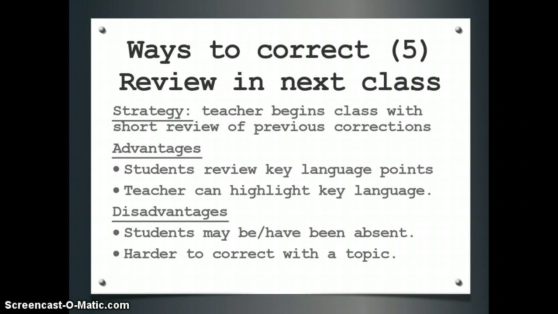Alternative to homework, review in the next class. The teacher begins with a short review, plans some questions or an activity, or maybe they take some of the corrections from the previous class and highlight them up on the board before we move into the next lesson. Of course, the disadvantages here might be students that were absent, and the mistakes become a little bit random if they're not clearly connected to a topic, although the teacher, if they make a good review, can connect them to the topic quite well.